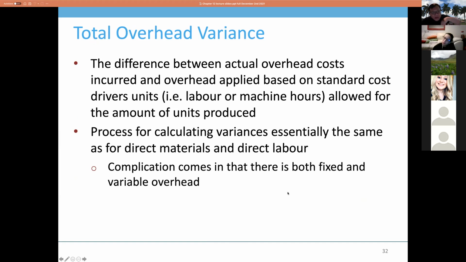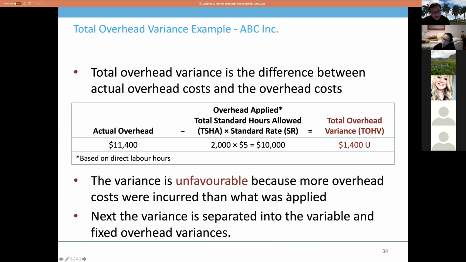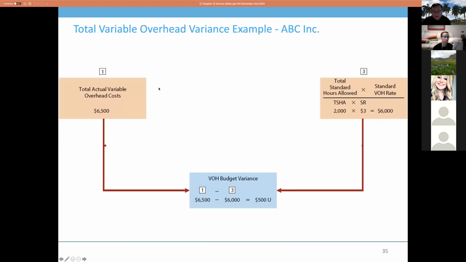And the total overhead variance, okay? We have a total overhead variance. So you can see the total actual, we are talking about the variable component. Very similar, but overhead has 2 components, variable versus fixed, right? So for the variable component, I'm only talking about the variable, okay? So you have the total actual variable overhead cost versus the standard variable overhead cost. And that difference is the budgeted variable overhead cost, okay?